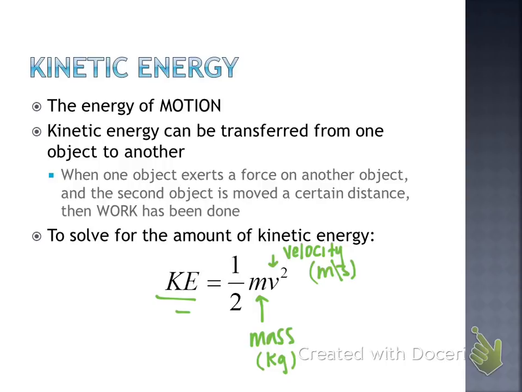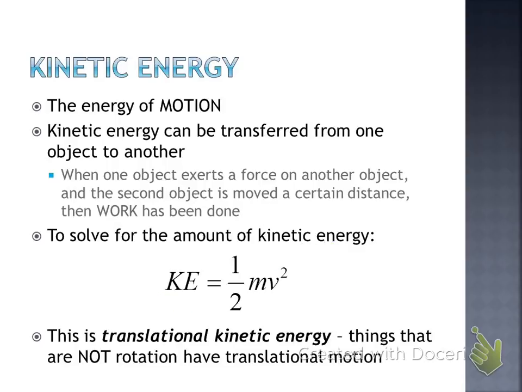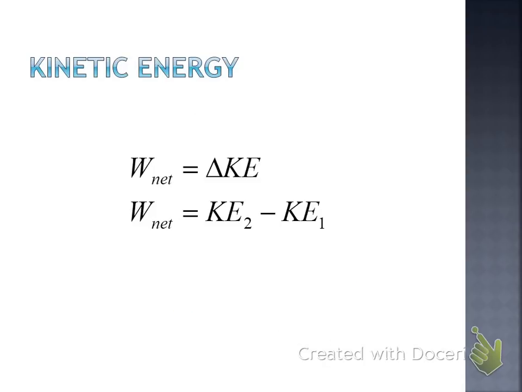Only the velocity term is going to be squared here. Okay, so mass has to be in kilograms. Velocity has to be in meters per second. Okay? All right, we already talked about translation.